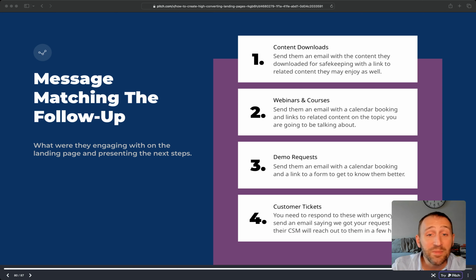Demo requests, send them a calendar link so they can pick the best times to meet. Another killer move here is sharing a link to a video that they can watch where they can get to meet whom they are going to be speaking with beforehand so they can put a visual to the name.